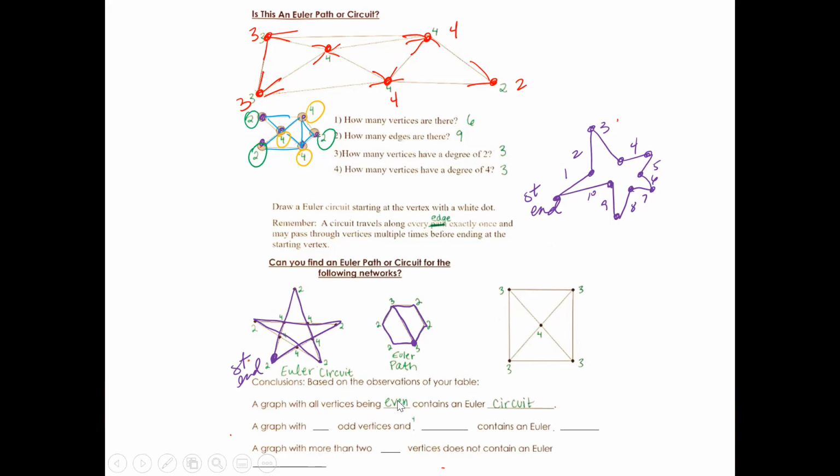So in conclusion, based on the observation on the table, a graph with all vertices even contains a Euler circuit. A graph with 2 odd vertices and the rest even vertices contains a Euler path. A graph with more than 2 odd vertices does not contain a Euler path or circuit.